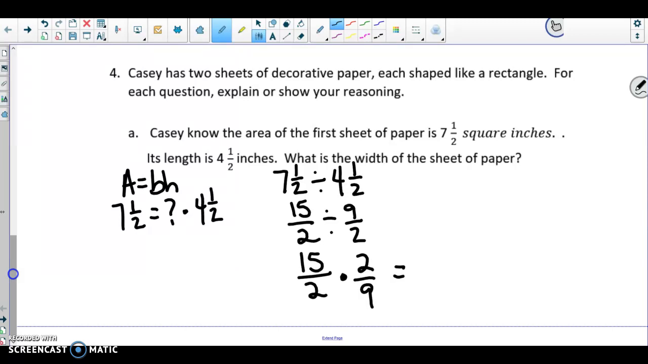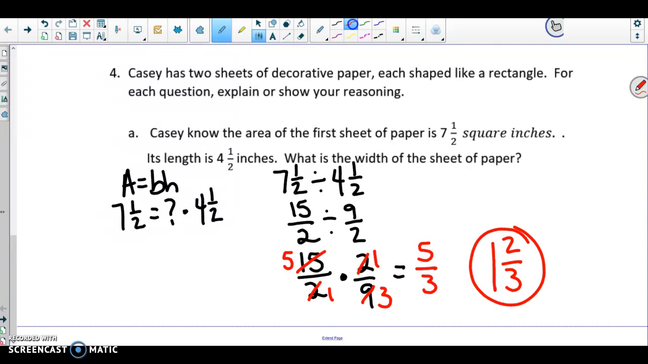And I can see if I can simplify beforehand, and I can because my 2's are both divisible by 2. But 9 and 15 are both divisible by 3. So I can make this a 3 because 3 times 3 is 9. And this would become a 5 because 5 times 3 is 15. So now if I multiply, I have 5 over 3, and I can change that to a mixed number. 3 goes into 5 once, and there is 2 left over. So 1 2/3 inches for that one.